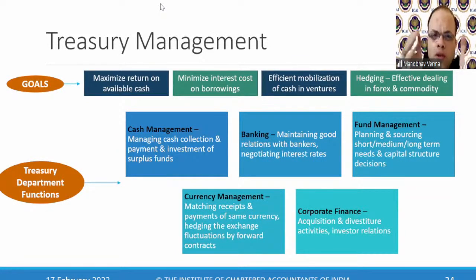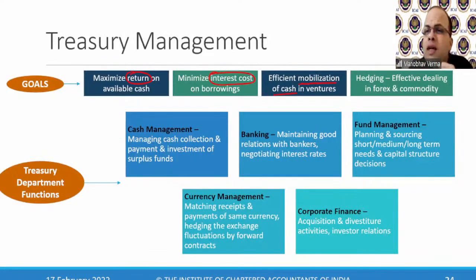So let's talk about the goals here. Whatever I have summarized here in terms of maximizing the return, that's of course one aspect. Minimizing the interest cost on borrowing, that's the second part, guys. Let's say you're talking about borrowing from the bank. That also acts as a part of treasury management when you are liaising between the bank officials and on behalf of the corporate. You would like to minimize the interest cost, and not only that, you're talking about mobilization of cash. When I say mobilization of cash, it's about timing, right? You're talking about forecasting and actually timing of the funds.